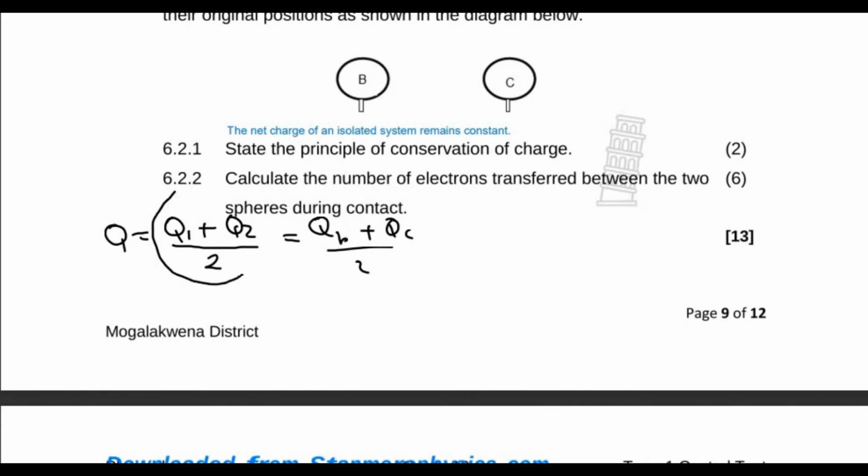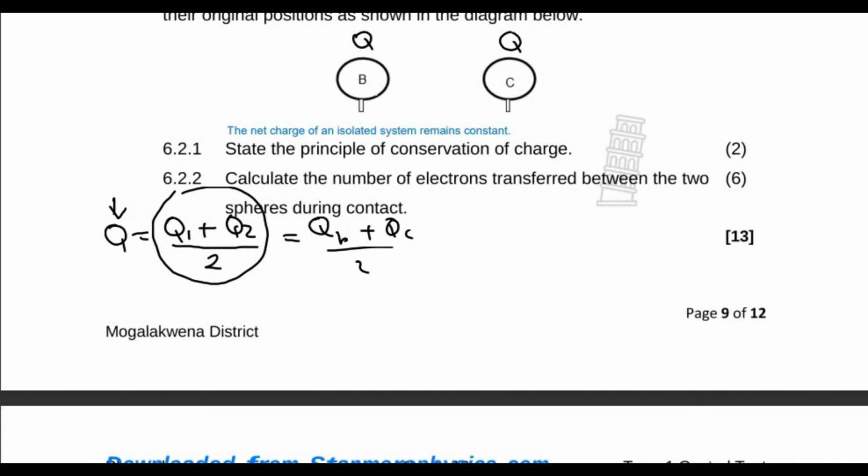This equation tells us that the new charge after touching on each sphere will just be equal to the sum of the charges before, divided by 2. What is this telling me? It means that the charge after touching will be Q on both spheres, whatever value of Q that is. They will have the same charge after touching, because the charges would have been transferred.